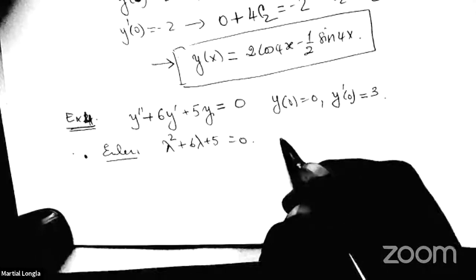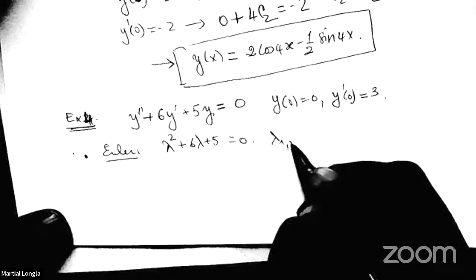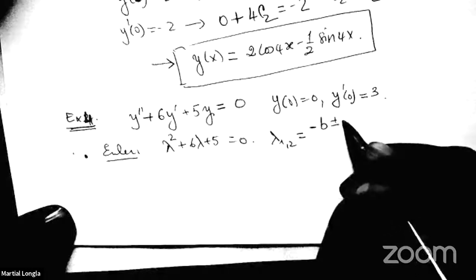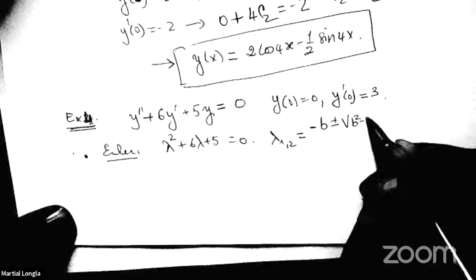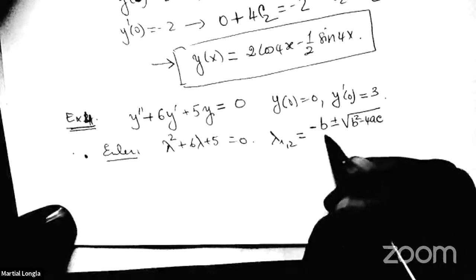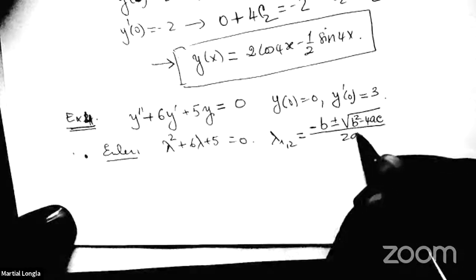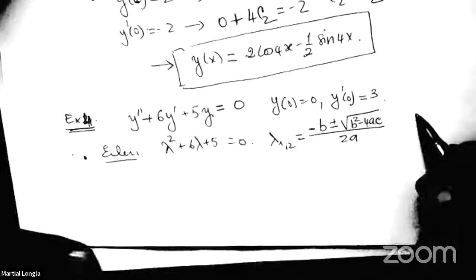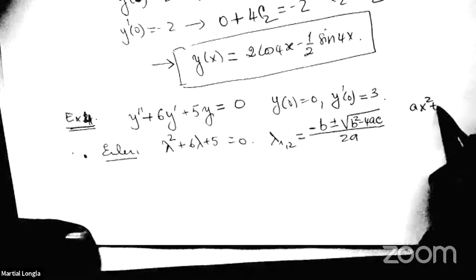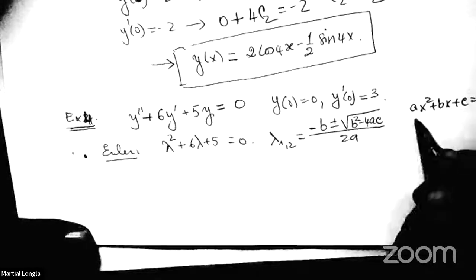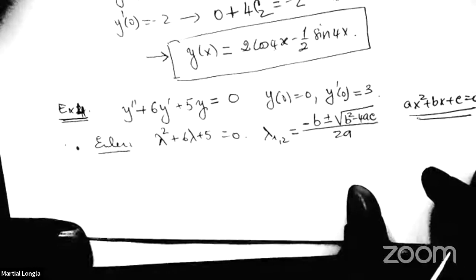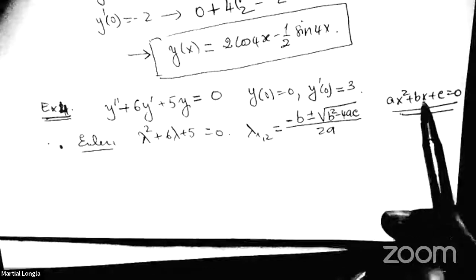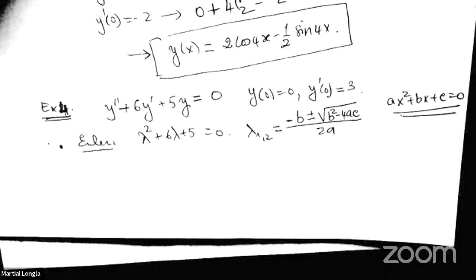And now what you do is you can use the quadratic formula: lambda 1, 2 equals minus b plus minus square root of b squared minus 4ac over 2a. This is what you call the quadratic formula, right? And that's for an equation of the kind ax squared plus bx plus c equals 0. So a is the first coefficient, b is the second, c is the third.